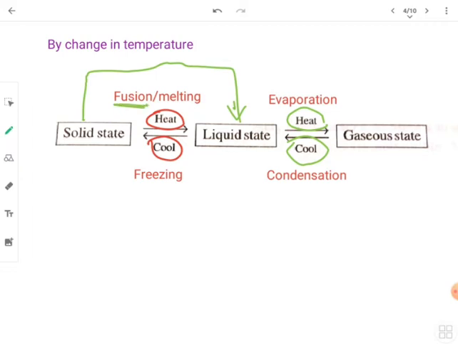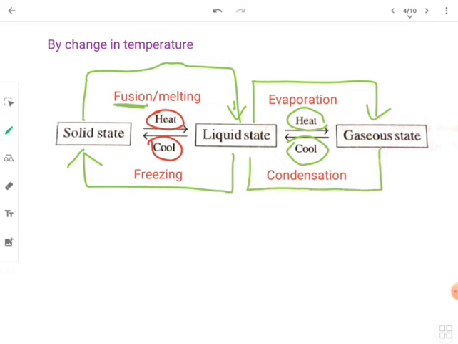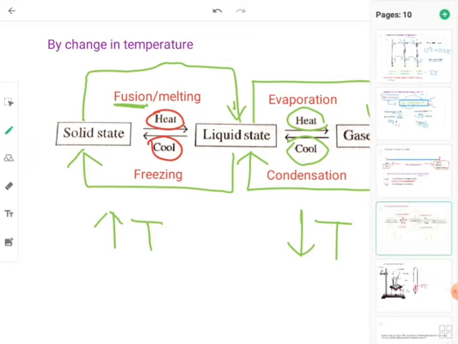Similarly, when you freeze back, or you get back from the liquid state to the solid state, that is known as freezing. When you go to the gaseous state from the liquid state, that is known as evaporation, and obviously just the opposite of it is known as condensation. Now all of this is being done by the change in temperature. By heating we mean that we are increasing the temperature, and by cooling we mean that we are decreasing the temperature.